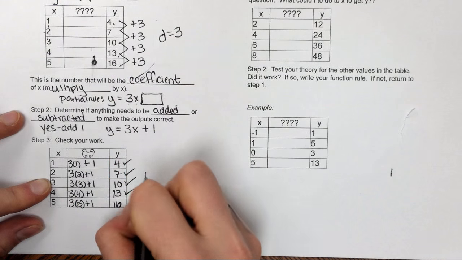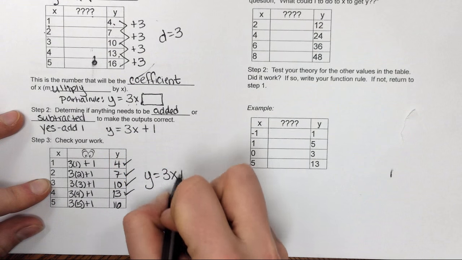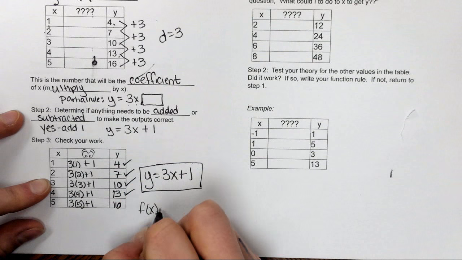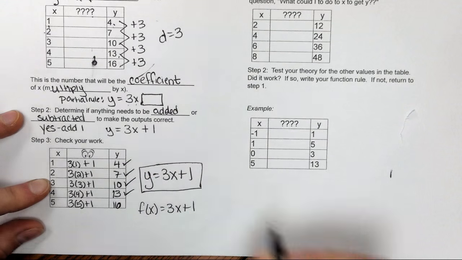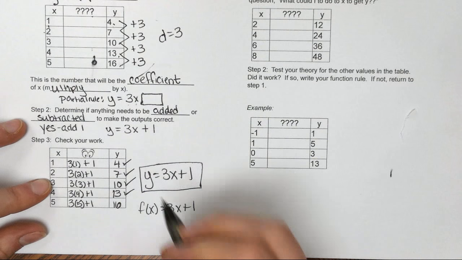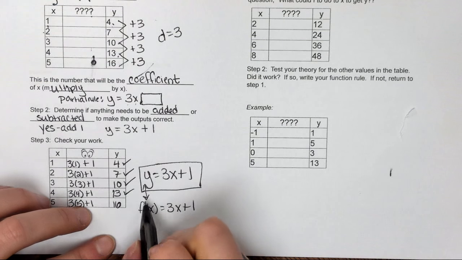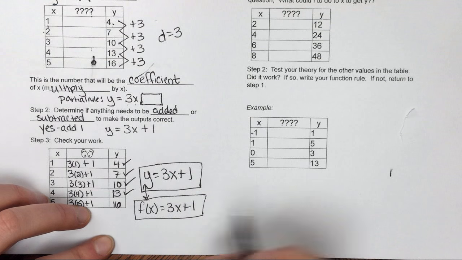So our final rule, y equals 3x plus 1. You may also see this written, f of x is equal to 3x plus 1. It's just a different notation. f of x and y are interchangeable. They mean the same thing. So either one of those would be the correct answer.